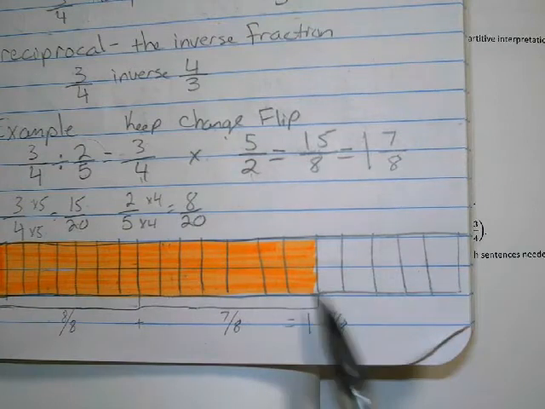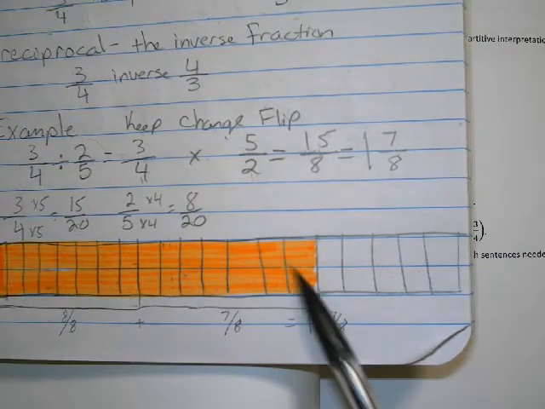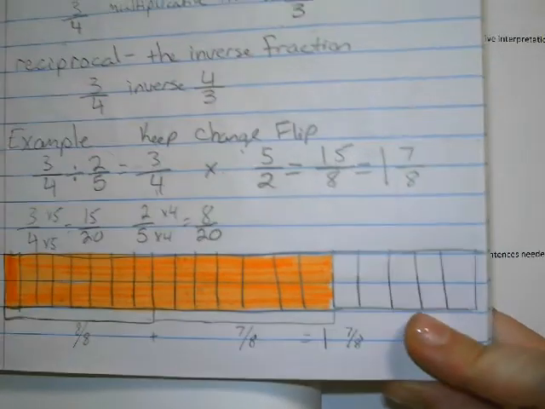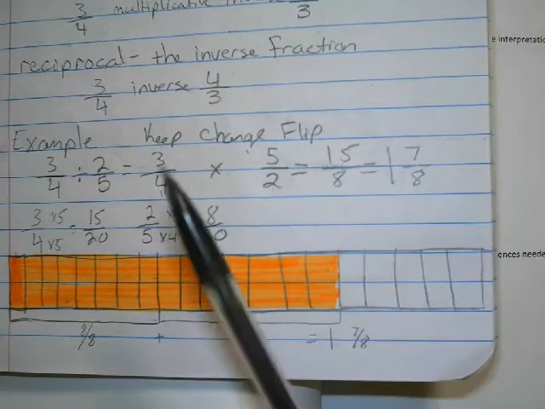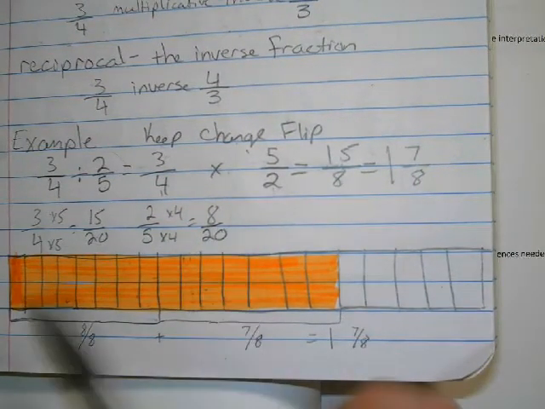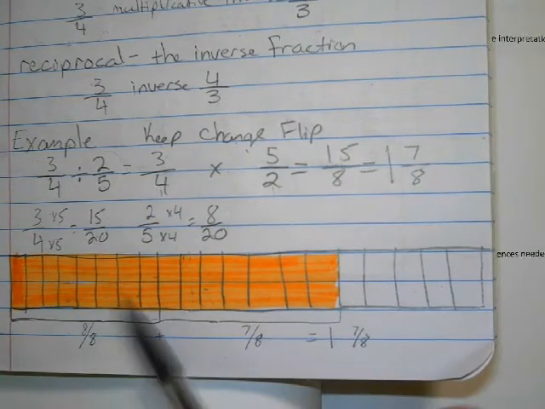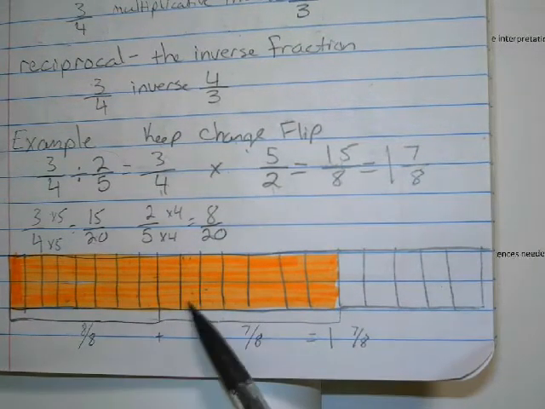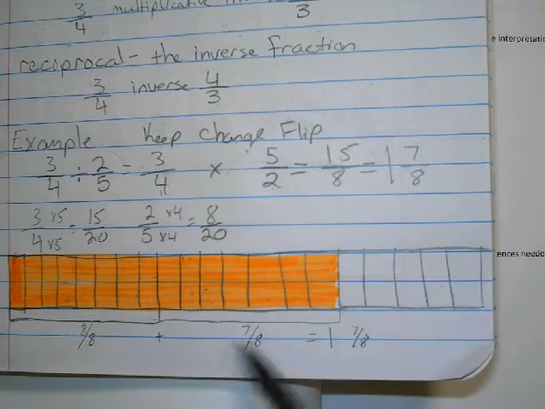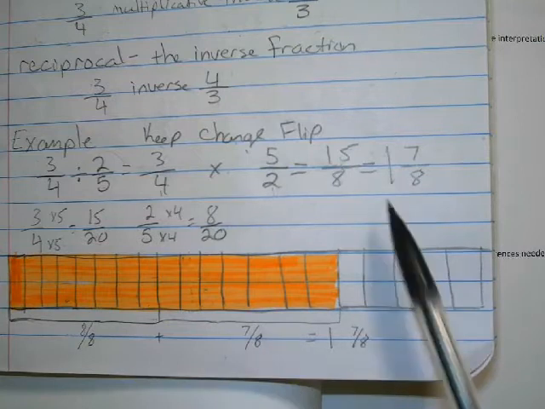And then shade in the 15 of my 20. Then what I was looking for is how many 8/20 are in there. So I counted 1, 2, 3, 4, 5, 6, 7, 8. So that's 8 out of the 8/20. And then 1, 2, 3, 4, 5, 6, 7. I only had 7 out of the 8/20. So that would be 1 7/8, which is my answer.